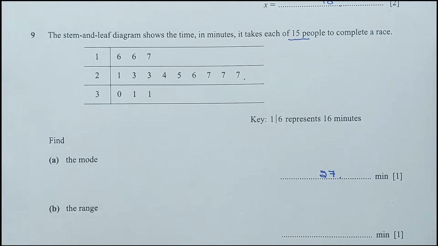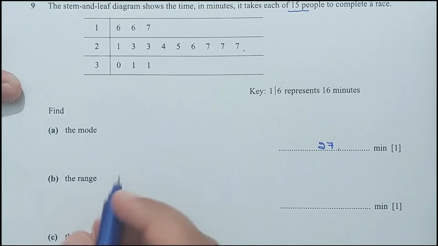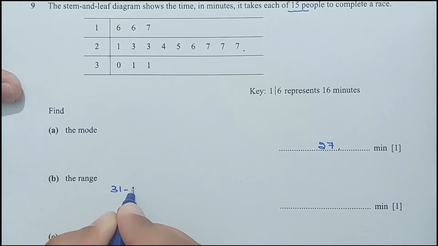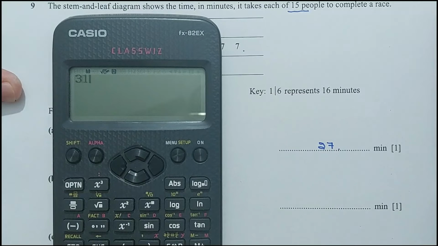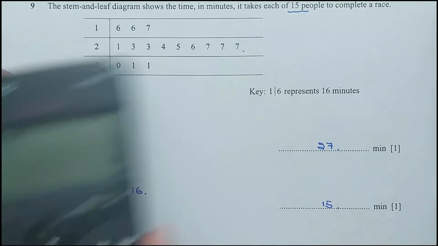Now for part B, the range. Range is the difference between the higher and the lower. The higher is 31, the lower is 16. So we can say 31 subtract 16, that would be the range. 31 minus 16, that is 15 minutes is the range, right?